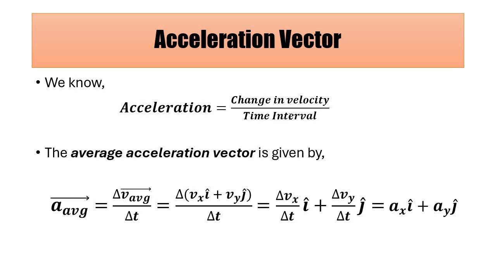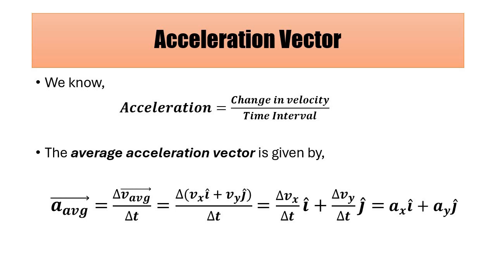We know that acceleration is simply the change in velocity over a time interval, which we have discussed in one-dimensional motion. Here in motion in a plane, or two-dimensional motion, we have to include this with respect to vectors. So the average acceleration vector is simply the change in the average velocity vector divided by delta t, which is the time interval.